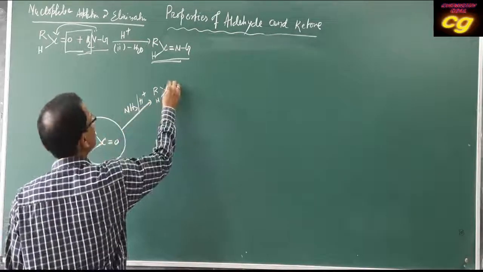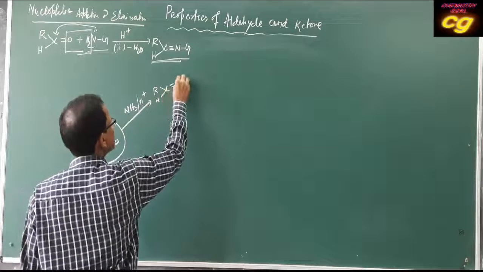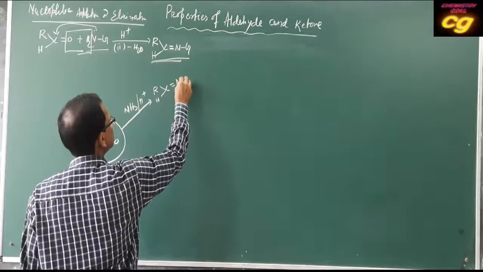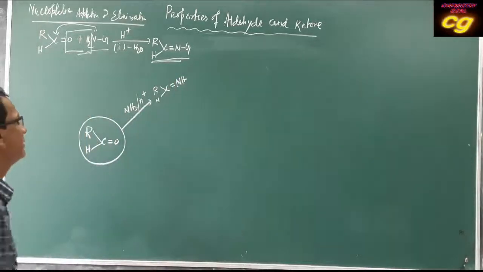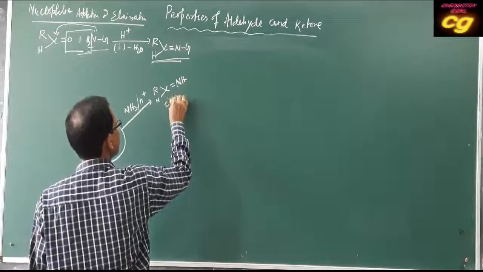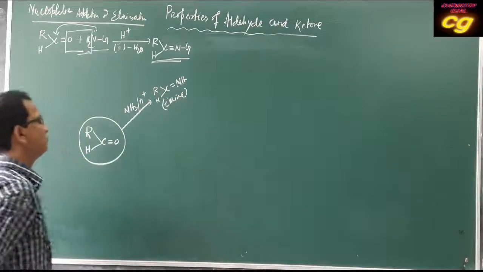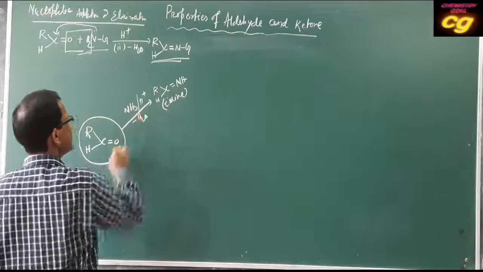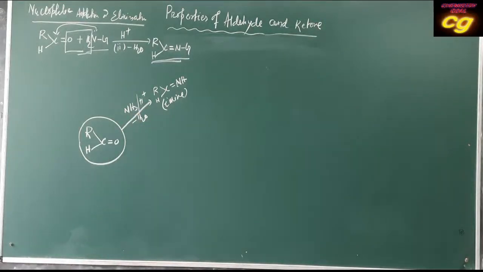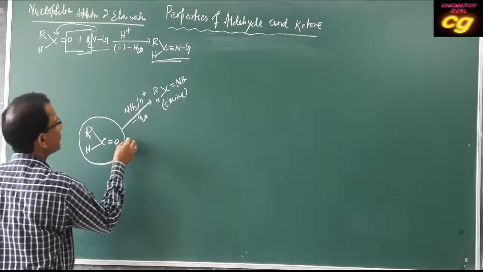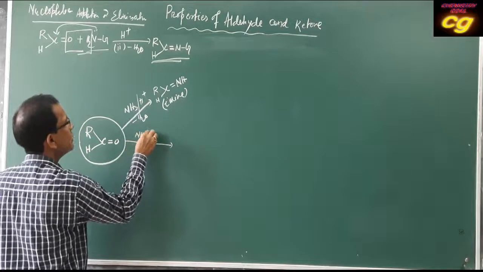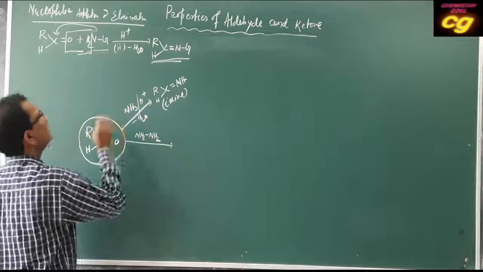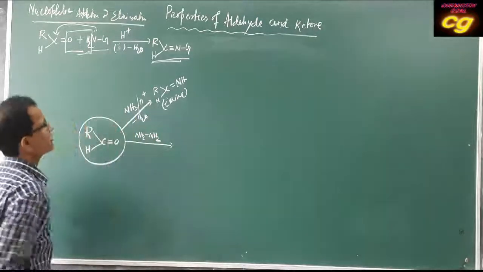RHC double bond NH, this is called imine. The result is imine, formed by loss of water. With ammonia the result is imine in the first step. With hydroxylamine, NH2OH. Ammonia can be written as NH2H.